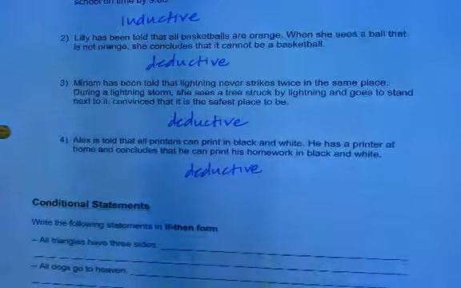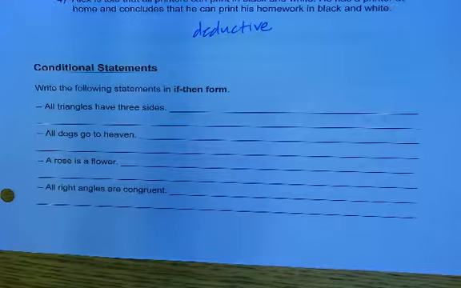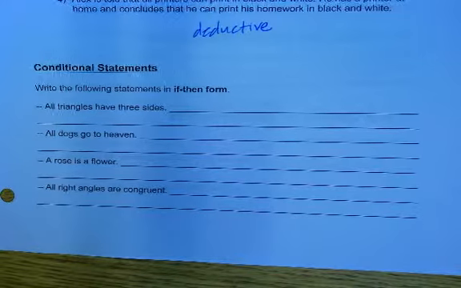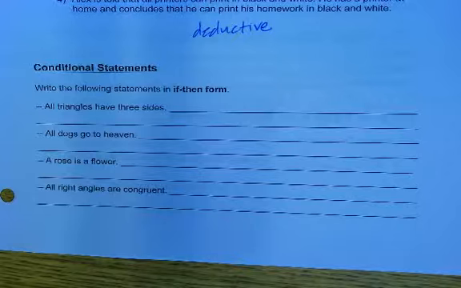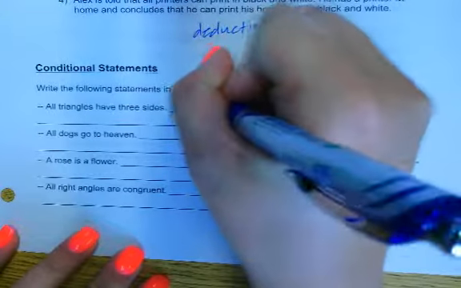The next 4. Simple, okay? Write the following statements in if-then format. Okay, so I want to convert these 4 statements into if-then. So how could I write all triangles have 3 sides in an if-then format? If the shape is a triangle, then it will have 3 sides. Very good. Or if you want to even write less words than that, that's fine. If it is a triangle, then it has 3 sides.